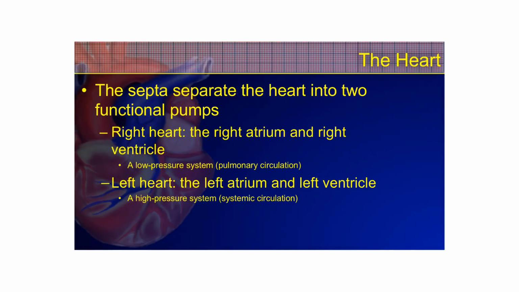These septa separate the heart into two functional pumps. You have the right atrium and the right ventricle composed of one pump, sometimes called the right heart. It's a low-pressure system because it's only sending blood to the pulmonary circulation, which is the lungs that aren't that far away, right? Remember, the heart sits right in between both of the lungs.